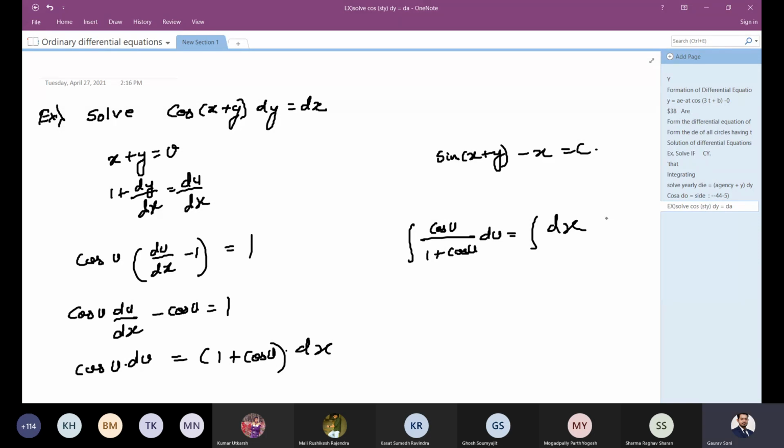So the first term will become cos square u by 2, and cos square u by 2 both will get cancelled out. 1 by 2 will be there, and the second one will become tan square u by 2. Then the task will be integration of tan square u by 2.